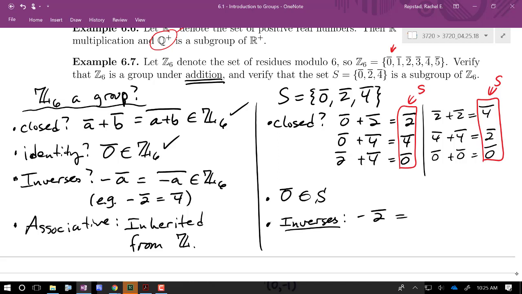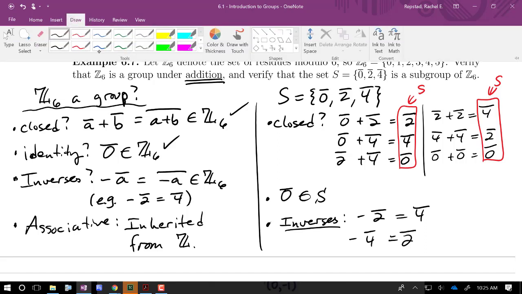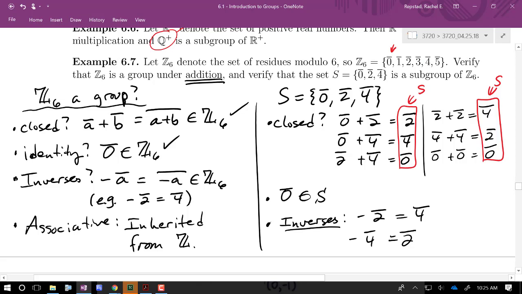So our operation is addition, yep. It'd be 4, yep. And of course now the inverse of 4 is 2. And again, we knew that these inverses existed in Z6. So the thing that we're actually checking is that both of these are in fact in S. They're both in that smaller group. So the smaller group itself is closed and it has all its own inverses that it needs.